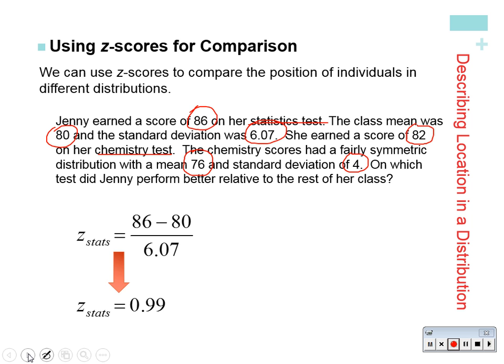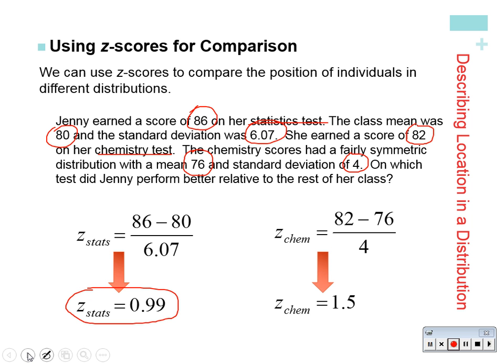Taking the statistics data first, which we already did on the previous question, 86 minus 80 divided by 6.07 gives a z-score of roughly 0.99. For the chemistry test, she has an 82 minus 76 divided by 4, which is 1.5. So she scored approximately 1.5 standard deviations above the mean on the chemistry test. Which of these two tests did she do better on? If you're talking just about the score, she did better on the statistics test, because she got an 86 on statistics but only an 82 on chemistry.